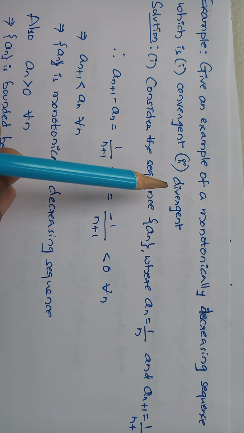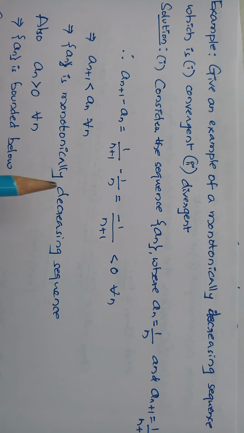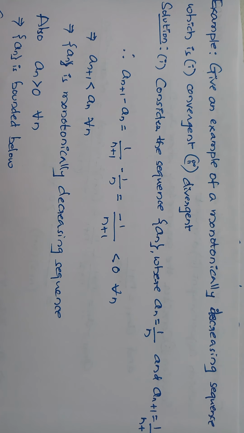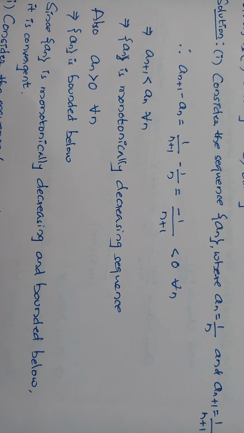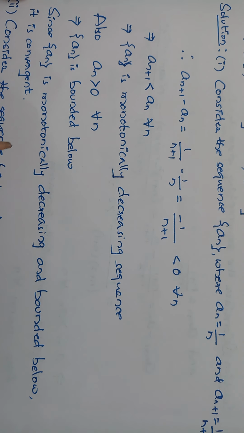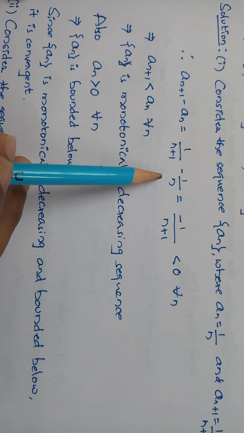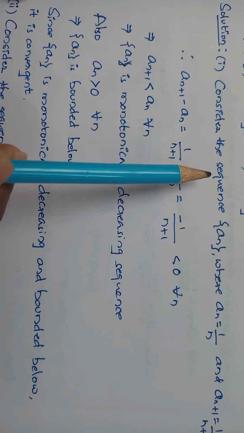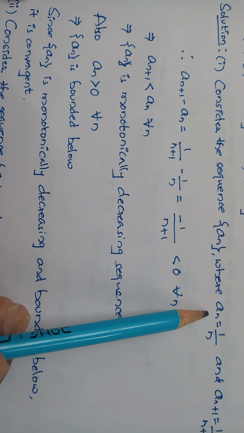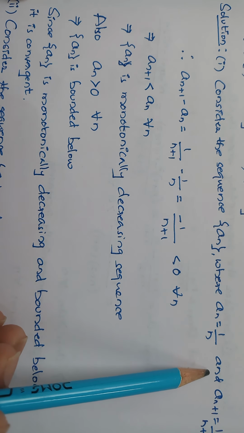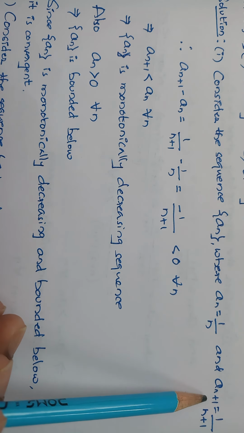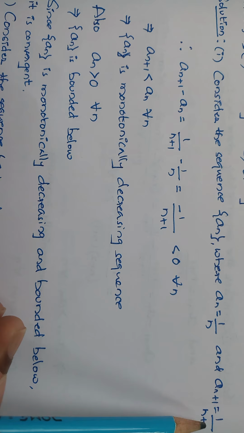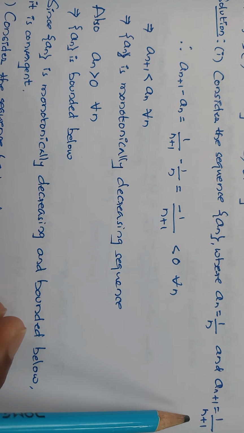So for the solution of the first example, first the convergent one, we have to check whether it is convergent or not. So here I consider the sequence a_n, where a_n is equal to 1 by n, and a_(n+1) is equal to 1 divided by n plus 1.